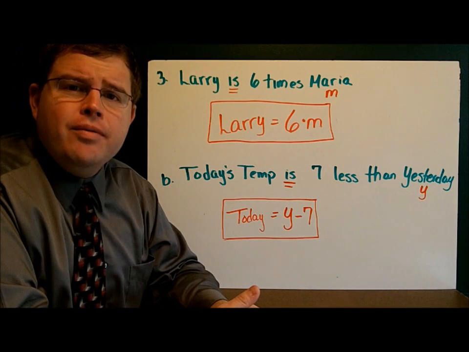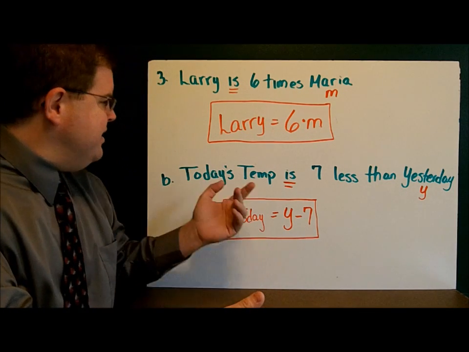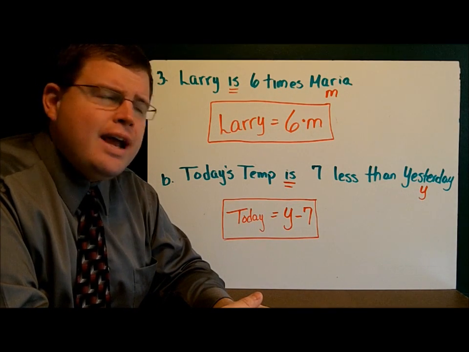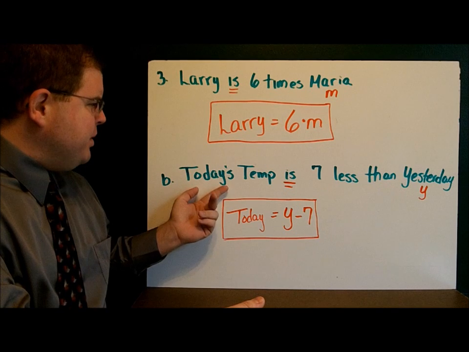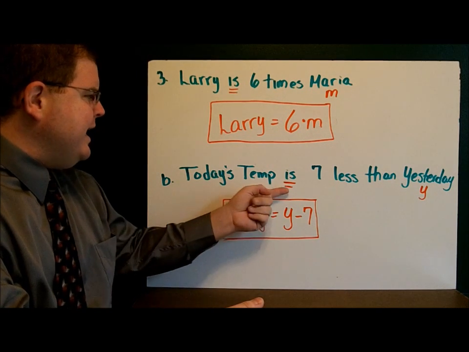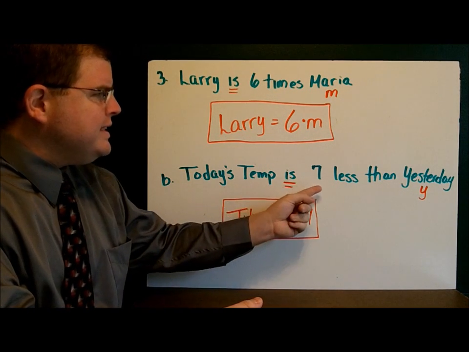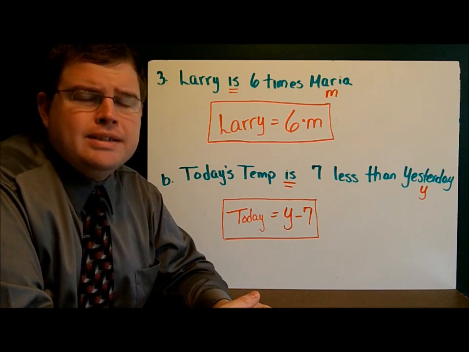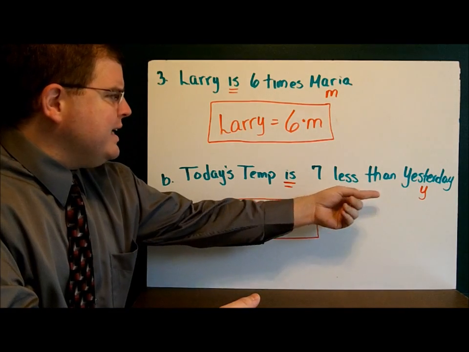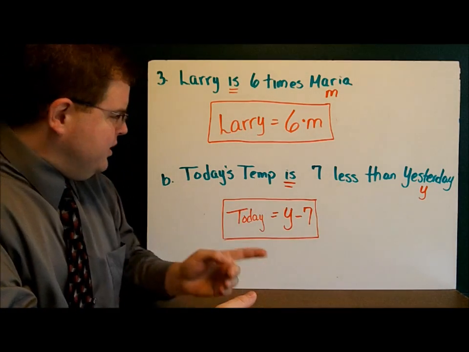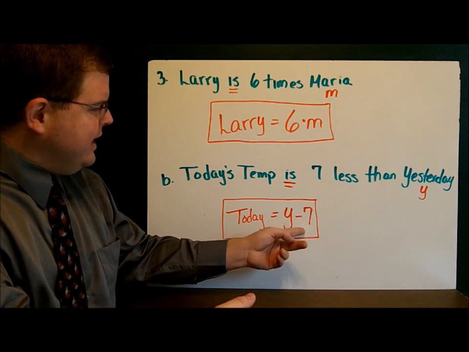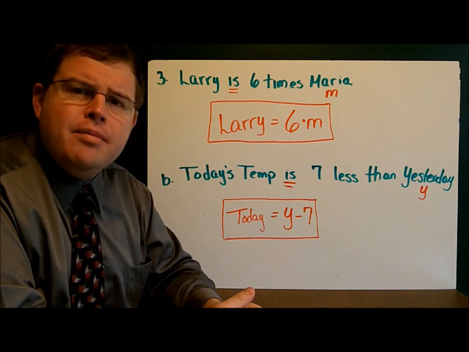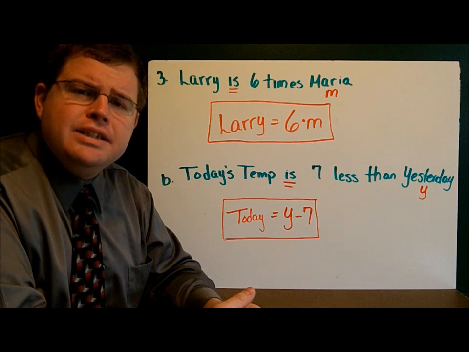It's a variable. I know a little bit about today. Today is 7 less than yesterday, but I know nothing about yesterday. So today equals 7 less than yesterday. Yesterday was y, because I don't know what its temperature was. So 7 less, y minus 7. So today is 7 less than yesterday. And that's really all I'm doing. I'm going through and I'm writing a little equation to represent each of these.